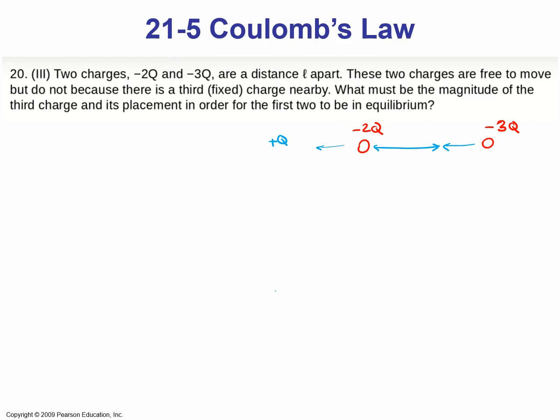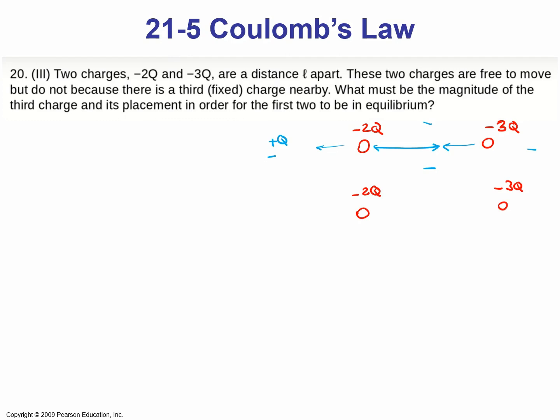Doesn't matter if the plus charge is on the left, on the right, on the top, or the bottom. We have the same story if we have a negative charge, either on the left, on the right, above, or below. But now let's consider the scenario where we have a charge between these two. So we have minus 2q on the left, minus 3q on the right, and we have a third charge.